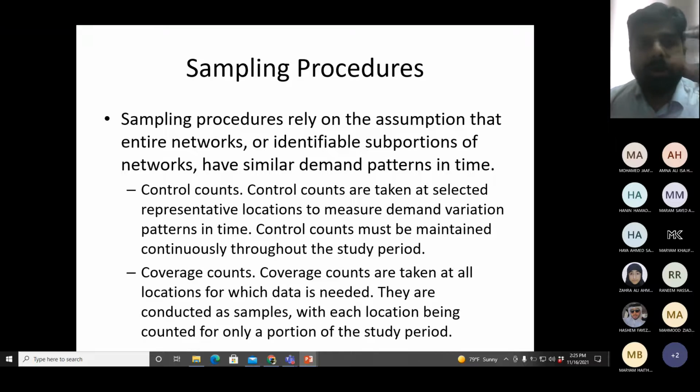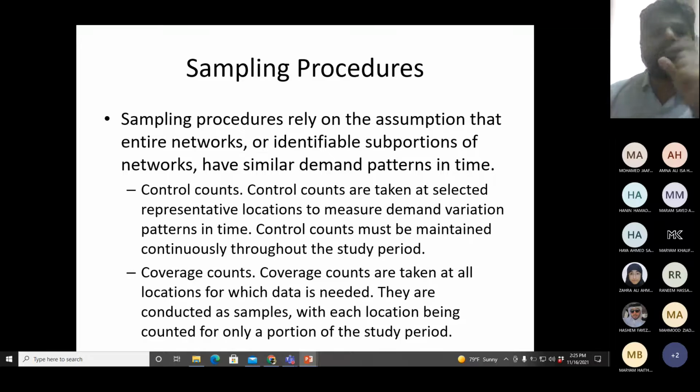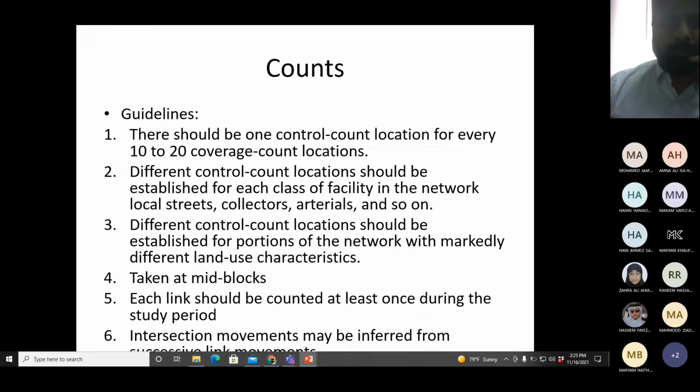So control counts are very few, and you take the data for the entire study period. Coverage counts, the remaining segments. All the segments which are not controlled, they become part of coverage counts. And on those segments, you take a sample of the data, which is for a portion of the actual study period. Okay, a portion of the required time.